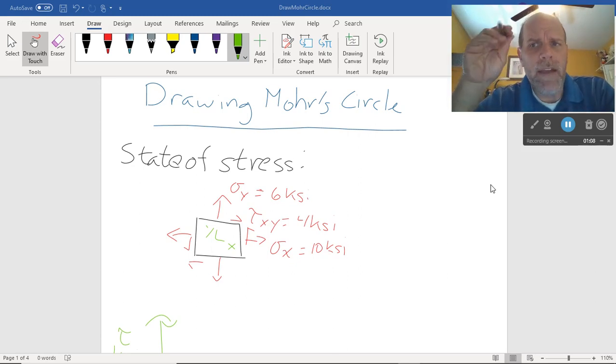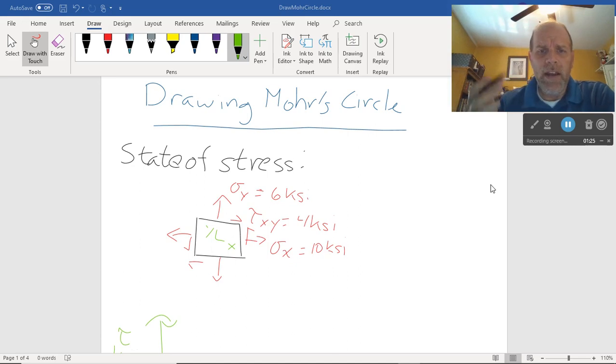So I've got a state of stress. I've got numbers on this just because I know people like to see numbers, okay? Do the numbers themselves matter? No, not at all. They really don't, okay? They can be whatever numbers they have to be to work. So in this case, I've got sigma y at 6 ksi, tau xy at 4 ksi, sigma x at 10 ksi, and I want to plot Mohr's circle.